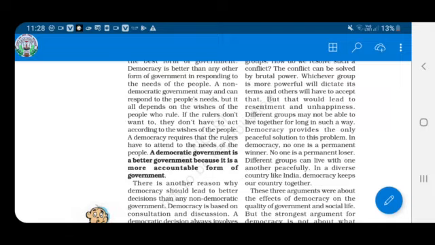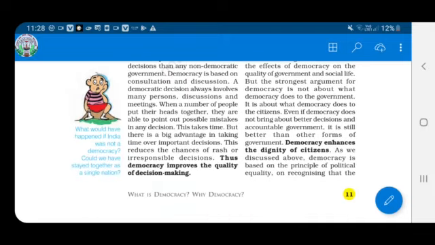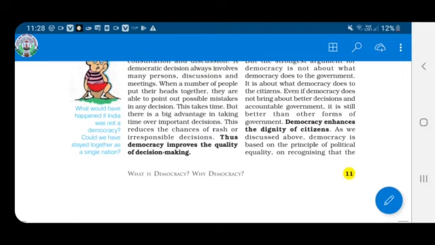Then the next is, democracy enhances the dignity of the citizen. How? Democracy is based on the principle of political equality, on recognizing that the poorest and the least educated have the same status as the rich and the educated. People are not subjects of rulers, they are the rulers themselves. Even when they make mistakes, they are responsible for their conduct. So, in that way, democracy enhances the dignity of the citizens.